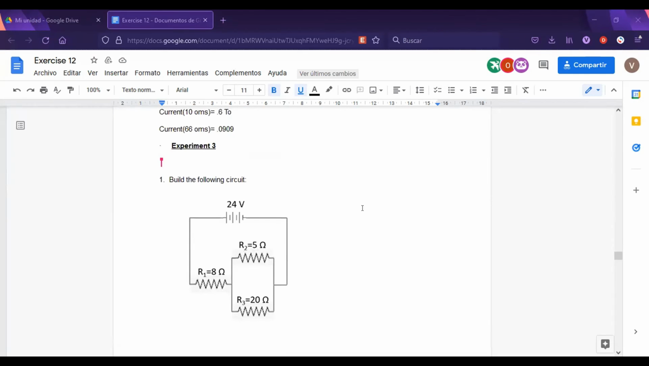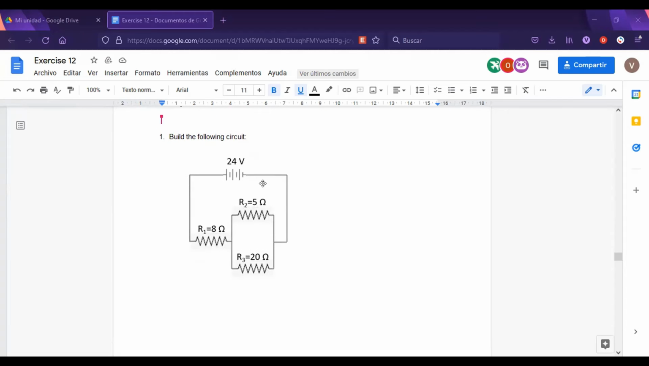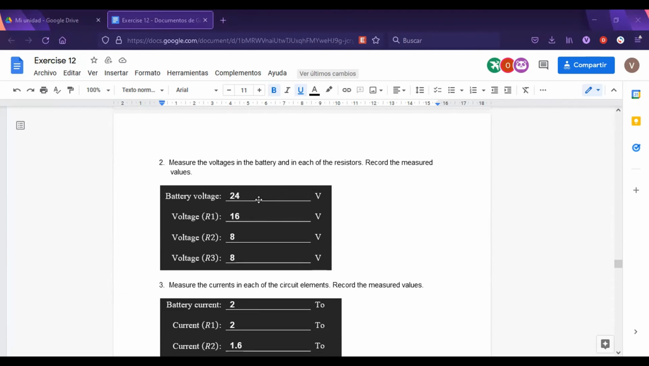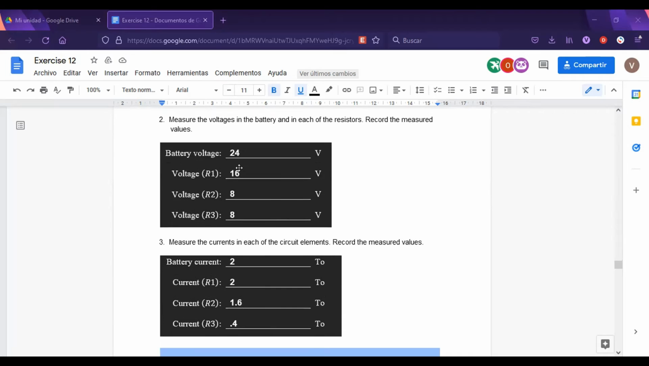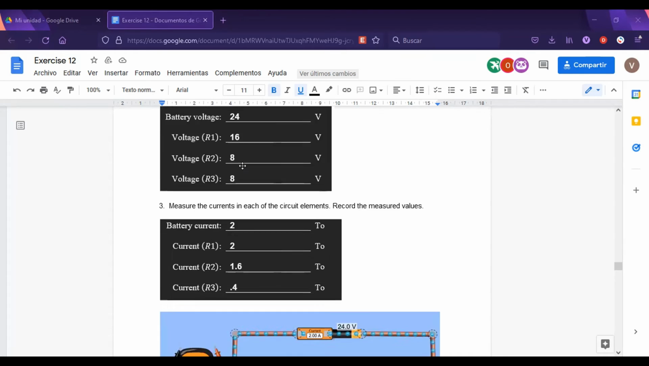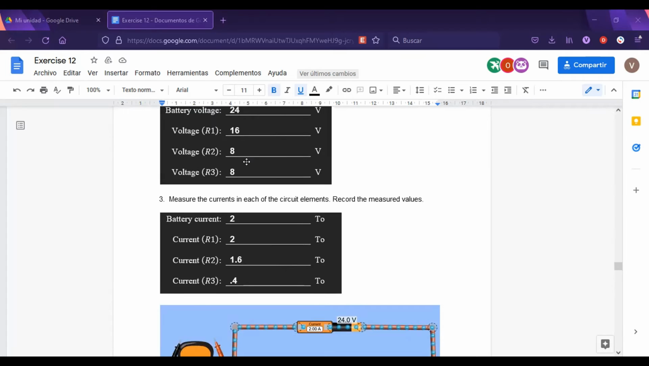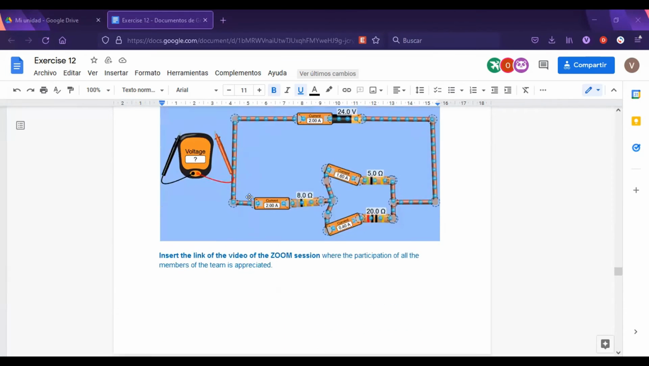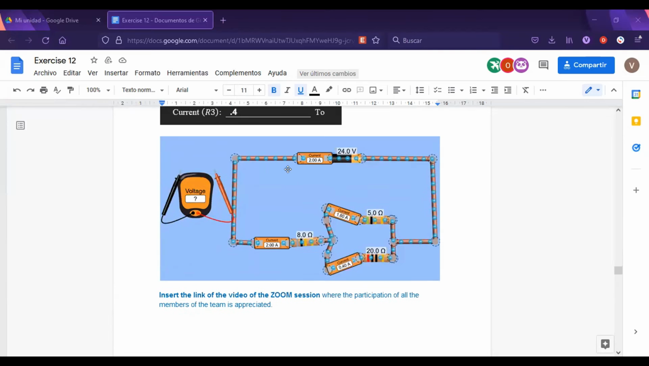Well, for the experiment 3, we had to build this circuit, which is a mixed circuit. These are the voltages for each resistance and the currents for each, using the simulator. Here we have it.